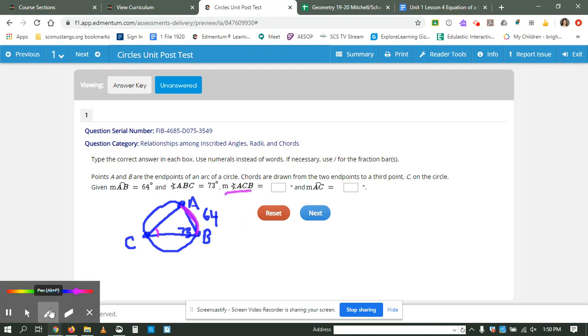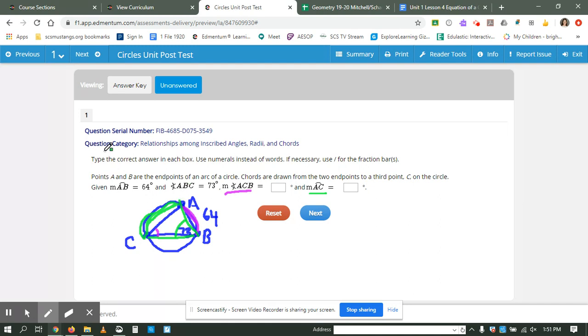And then looking at the next one, they want to know the measure of arc AC. If I go find AC, AC is over here. Remember, if we take that arc and connect the chords that make up that angle, there's a relationship between this angle and that arc right there. So you'll need to look at that, remember that relationship, and then calculate those values.